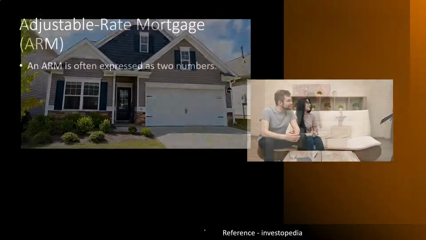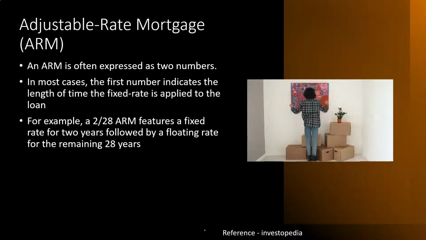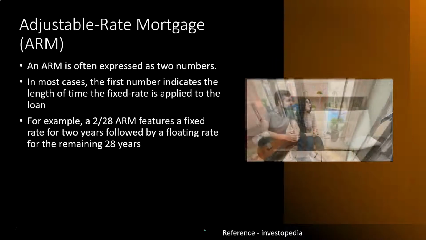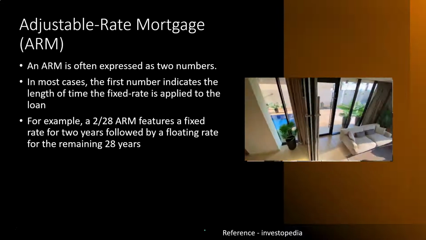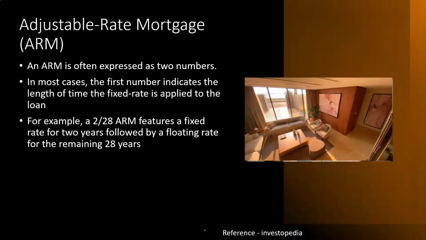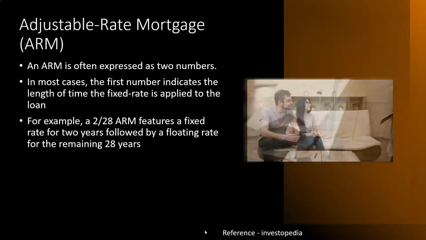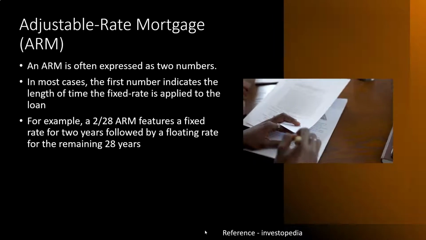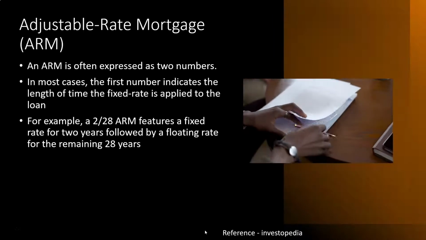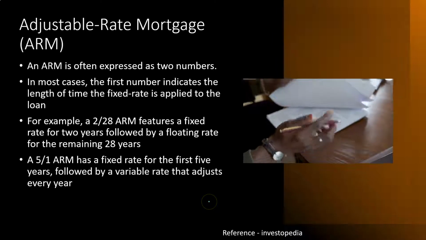So continuing on, an ARM is often expressed as two numbers. In most cases, the first number indicates the length of time the fixed rate is applied to the loan. For example, a 2/28 ARM features a fixed rate for 2 years followed by a floating rate for the remaining 28 years. So if you see 2/28, you would think fixed rate for 2 years, and if it's a 30-year loan, 30 minus 2 would be the 28 years remaining. You've got the adjustable rate for that 28 years.